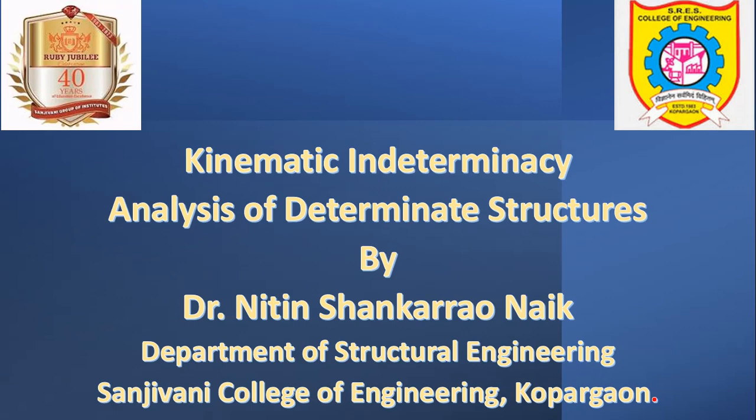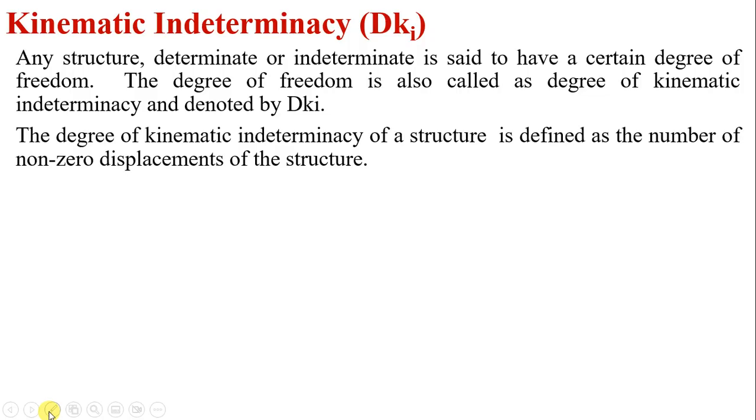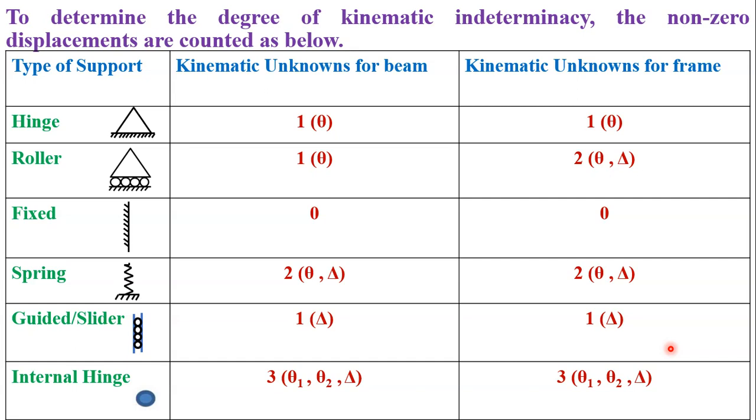Friends, in succession with the last video, now in this video we will discuss how to calculate kinematic indeterminacy for different types of structures. We have already discussed the definition of kinematic indeterminacy. Kinematic indeterminacy is defined as the number of non-zero displacements of the structure, or the degrees of freedom offered by the joints for a given type of structure. So we have already discussed this definition in the last video.